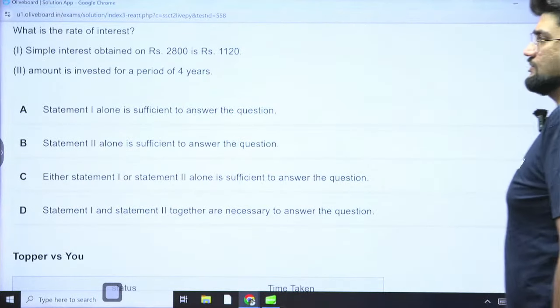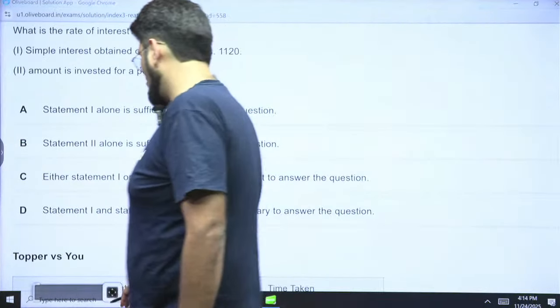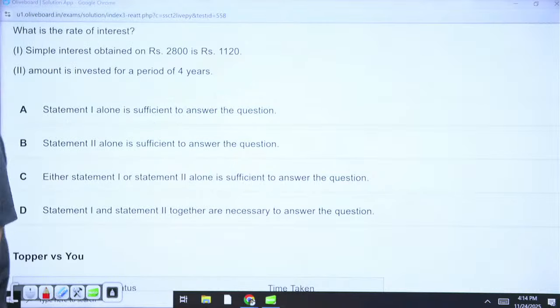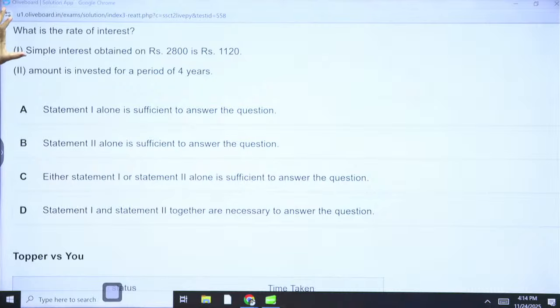Data sufficiency. Please refrain from the habit of calculating unnecessarily. Don't calculate, just read. Good evening, bacha. Yes. What is the rate of interest? They're asking you the rate of interest. They've given you 2 statements here. Before reading the statements, read the options. Statement 1 alone, 2 alone, either, and 1 and 2 both together.